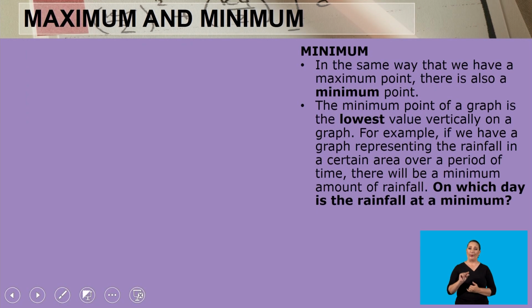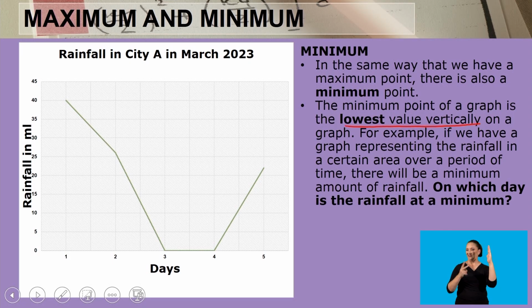What about the minimum? In the same way that we have a maximum point, there is also a minimum point. Now, the minimum point of a graph is the lowest value vertically on a graph. For example, if we have, again, a graph representing the rainfall in a certain area over a period of time, there will be a minimum amount of rainfall. Now, we have been given that same graph that was representing the rainfall. On which day is the rainfall at a minimum? Can you identify? Well, we can see that the lowest amount of rainfall was 0, meaning no rainfall at all.